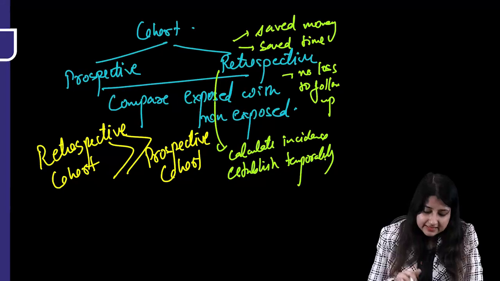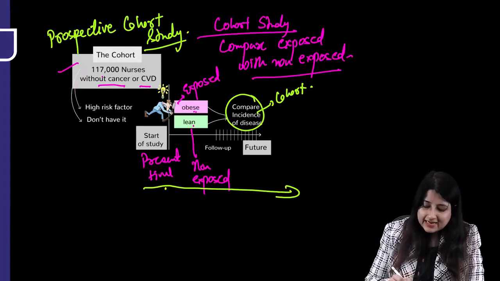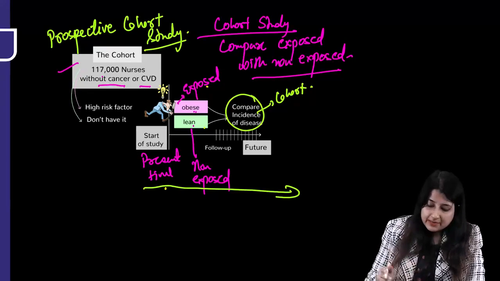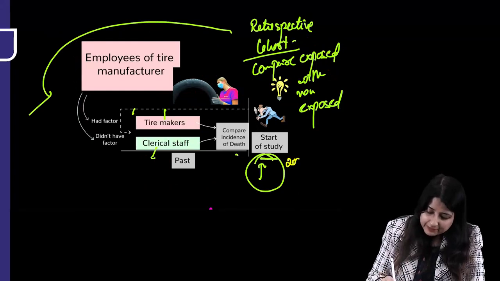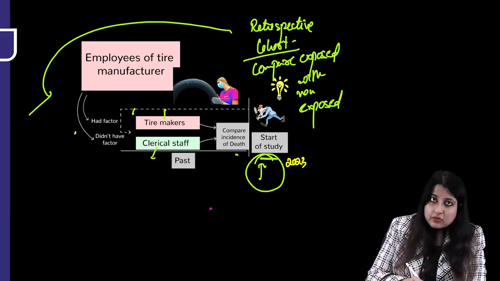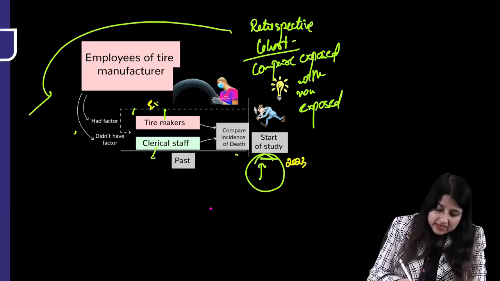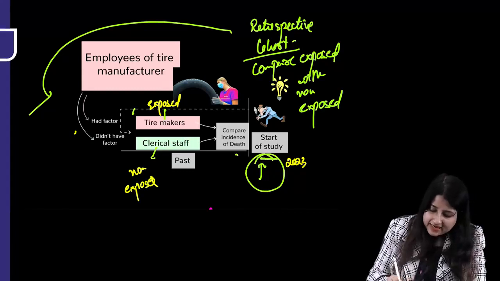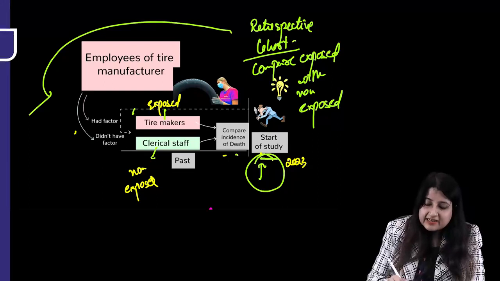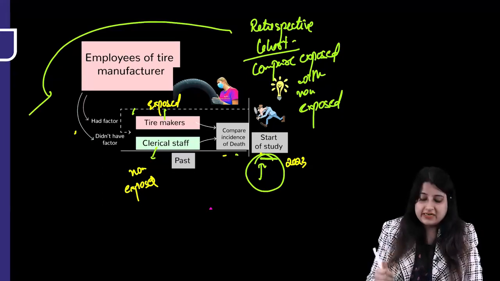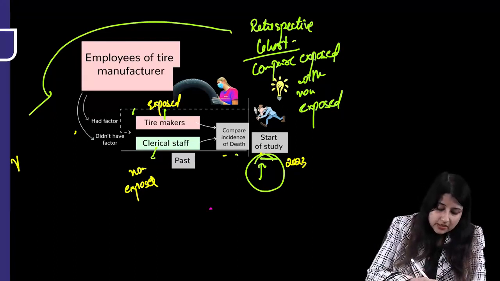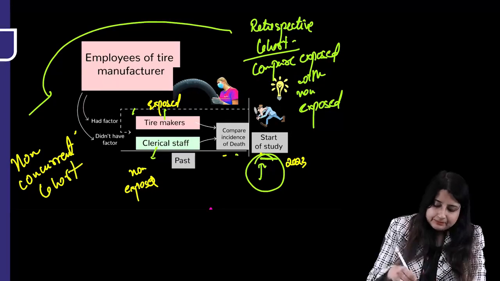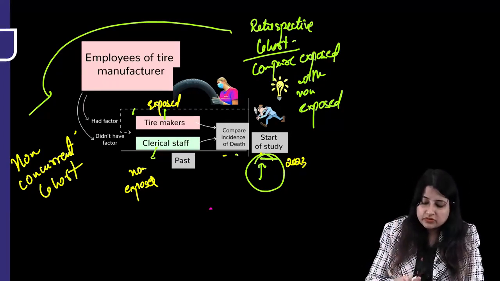Once again, let us have a look at these images. Here you started at present time, divided into exposed, non-exposed, went forward to compare the outcome, prospective. But here I start at the present time, but I'm not moving forward. I've gone backward. I have divided them into tire makers, which is exposed, and clerical staff, which is non-exposed, and then I have determined how many of them died in both the groups at the start of the study. So this is a retrospective cohort or a non-concurrent cohort. So we are still, why is it cohort? Because you're still comparing exposed and non-exposed.